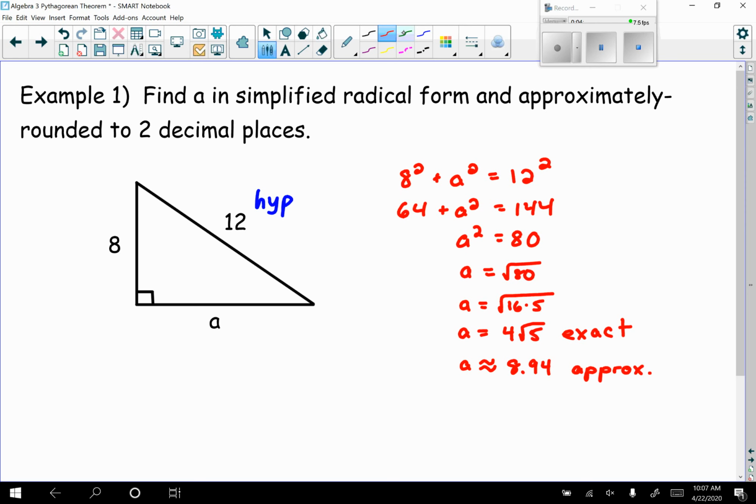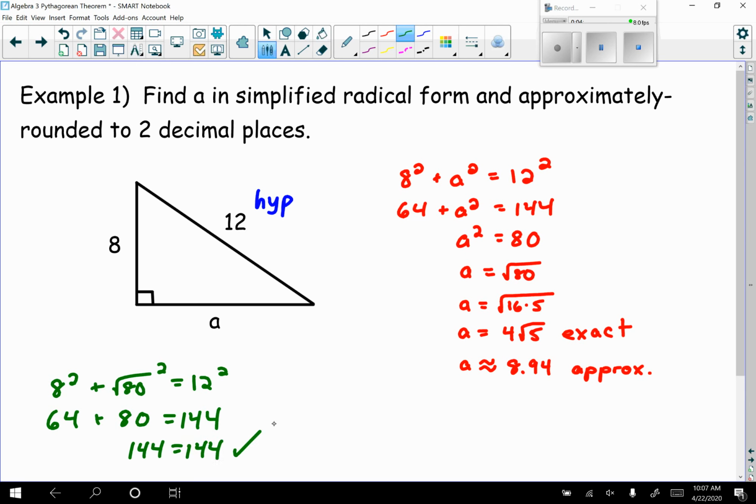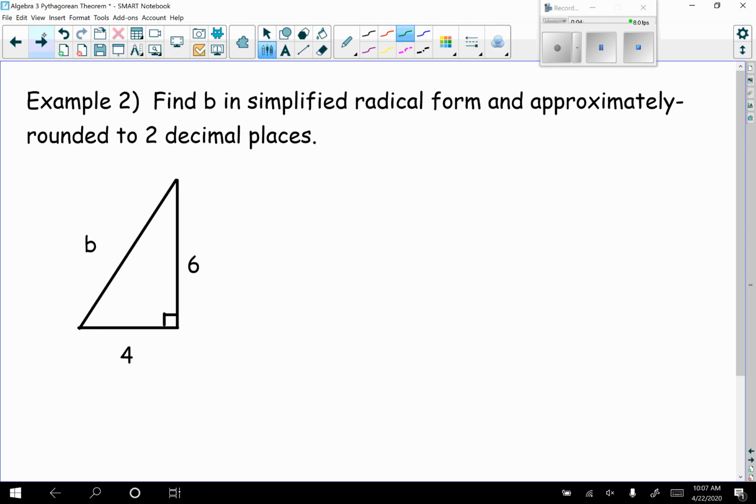Now keep in mind, you can always check. So if you did 8 squared plus radical 80 squared, we can go back to this form of it. We should get 12 squared. So we're going to get 64 plus 80 equals 144, and we do get 144 on each side. So some are a little bit more obvious than others to check, but it's always good to go back and check that.